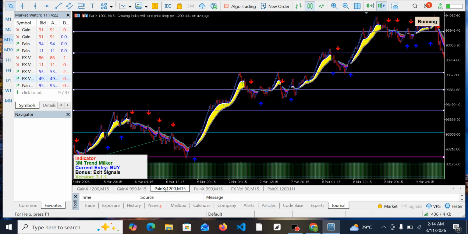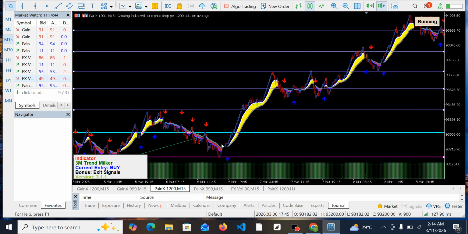Okay, now this is for PainX 1200. PainX 1200 got to the support zone. It was unable to break out from there, and of course right from there it gave us an entry point because there was a switch from a downtrend into an uptrend. So we had our entry point at this point, and of course our stop loss right here. And check it out, TP1 achieved, 2, 3, 4, 5 till it got to the resistance zone. So that is the beauty of it.